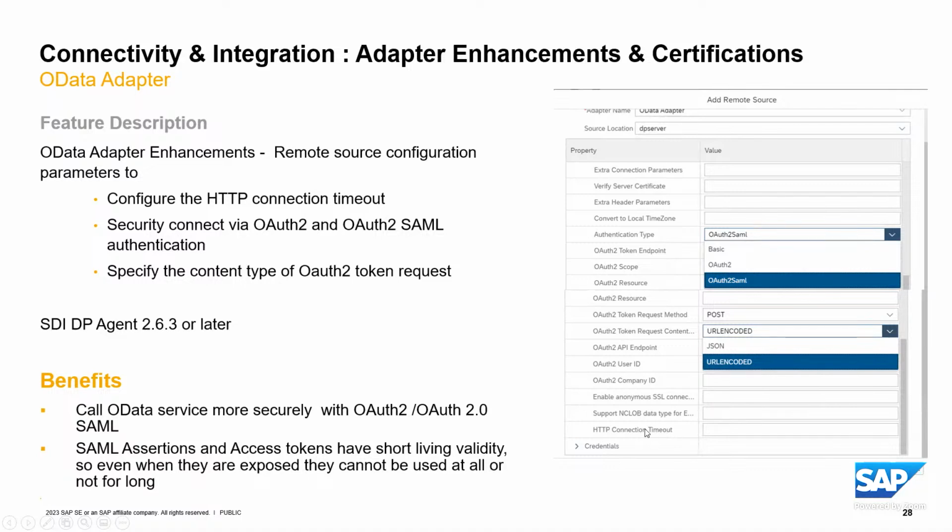The default value for the HTTP connection timeout is 900, which is 900 seconds, which is 15 minutes. This option is configurable, so if you want to increase or decrease it, you can specify the HTTP connection timeout in seconds.